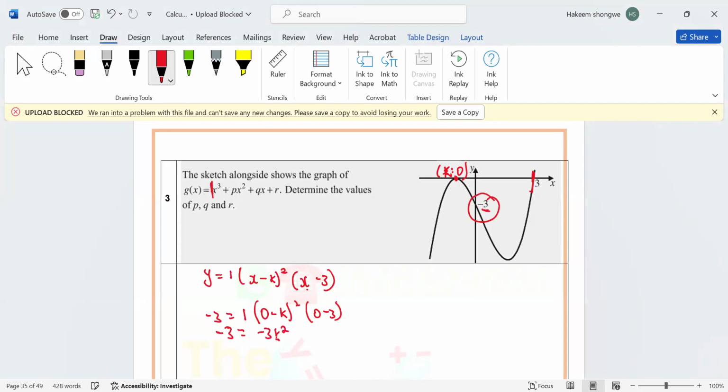How did you get negative 3k squared? You said k all squared, it gives you k squared, and minus 3 multiplied by k squared gives minus 3k squared. So k squared is 1, and k is going to be plus and minus 1. Now, which one should we take here? Can it be positive or negative? It's the negative one. Therefore, our k is going to be equal to minus 1.